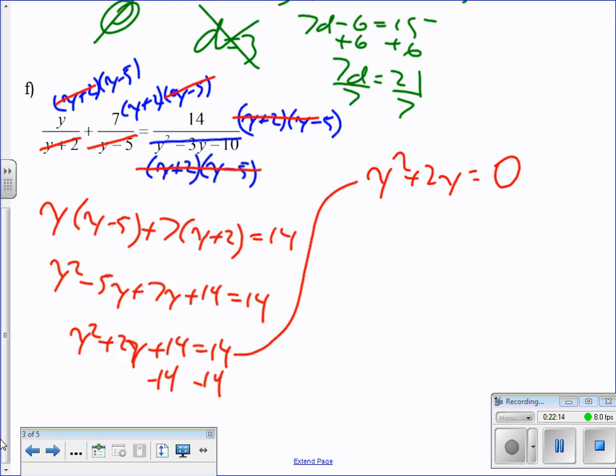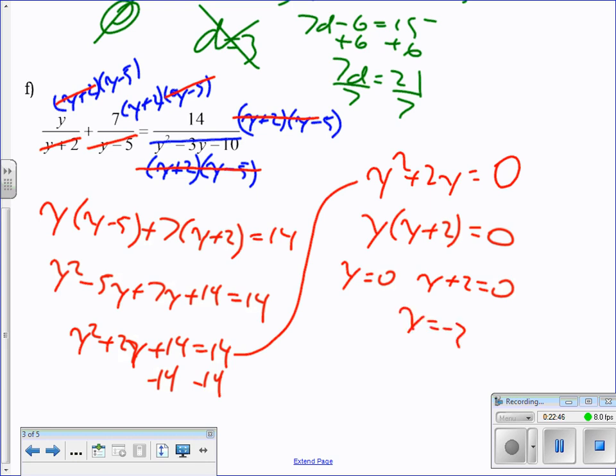This is factorable. You have a quadratic, you factor your quadratic. I have a common factor. Y times y plus 2 is equal to 0. Set each factor equal to 0. Y equals 0. Y plus 2 equals 0. So y equals 0 and y equals -2.